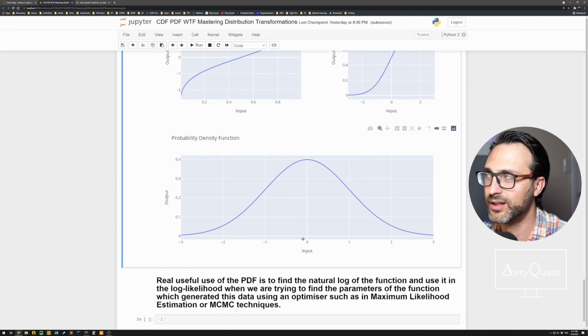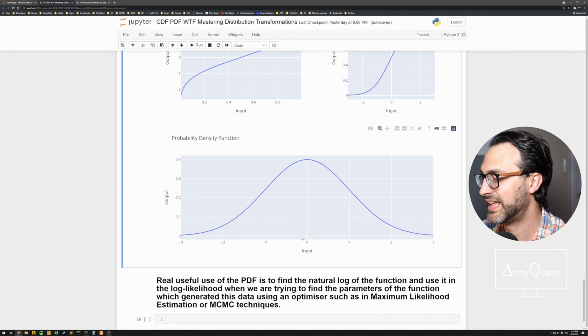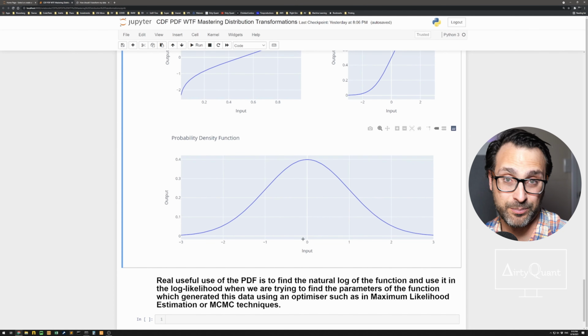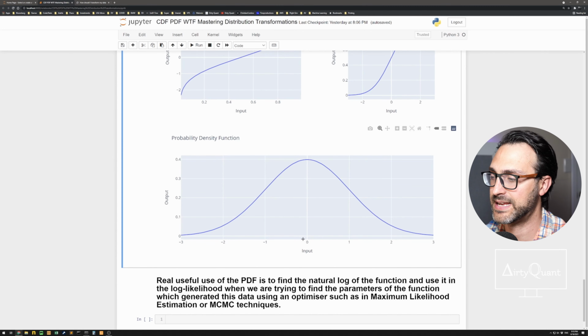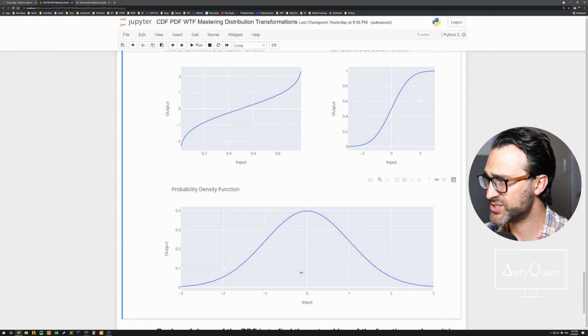It's sort of playing Marco Polo, when you say hotter, cooler. Am I getting close to the parameters that generated this data? And that's what the PDF can tell you, right? And it's really, really powerful. Definitely a story for another day, but that's pretty much it.